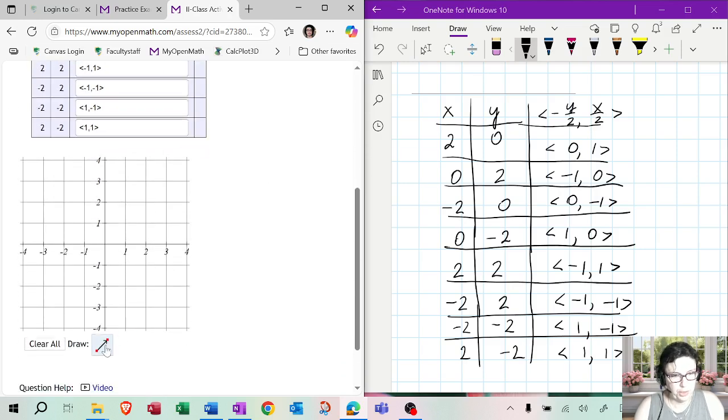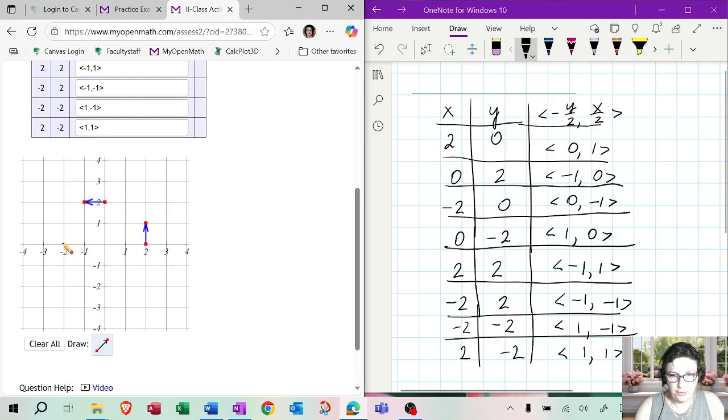So here's what we're going to do. Click on the vector. Let's plot the first point. I'm just going to look at my table over here. I'm supposed to start at 2, 0, which is right here. And then I have to plot the vector 0, 1. What does that mean? We go 0 right or left, and we go up 1. So there's your vector. That's the first one. The next one is supposed to start at 0, 2. So it's right here, and it's supposed to be negative 1, 0. So we're going left 1 and not going up or down. That's the second one.